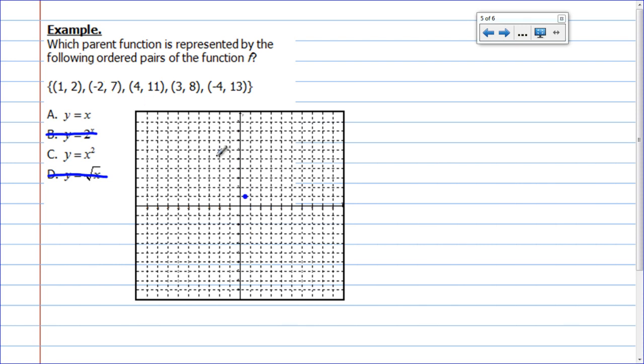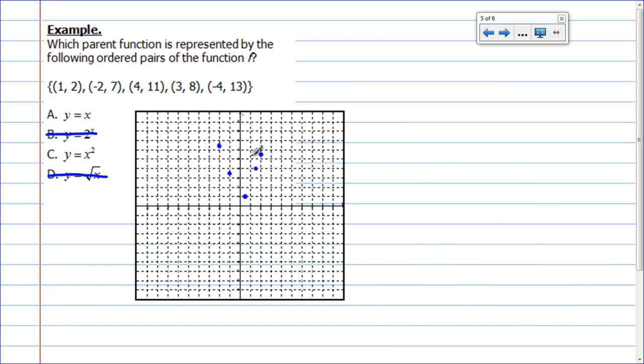Then this next point is negative 2, 7, so it's at negative 2, and then it's 2, 4, 6, 7. Then 4, 11 is at 4, and it's 2, 4, 6, 8, 10, 11. Then 3, 8. Well, 3 is in the middle here, and then it goes 2, 4, 6, 8. And then negative 4, 13. Here's negative 4, and then it's at 2, 4, 6, 8, 10, 12, 13.